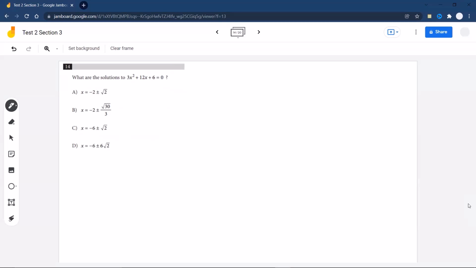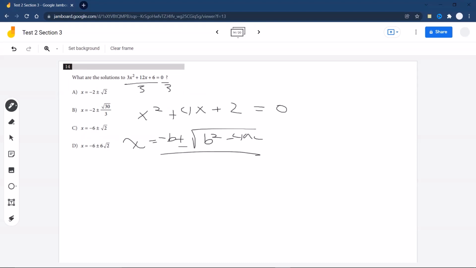Okay, here we have just a quadratic. What are the solutions to this? Great. So the first step I want to do is just divide the whole equation by 3, since all of these have a common factor of 3, and 0 divided by 3 is 0, which will give me x squared plus 4x plus 2 equals 0. And then I'm just going to apply the quadratic formula, which is x is equal to negative b plus or minus the square root of b squared minus 4ac over 2a.